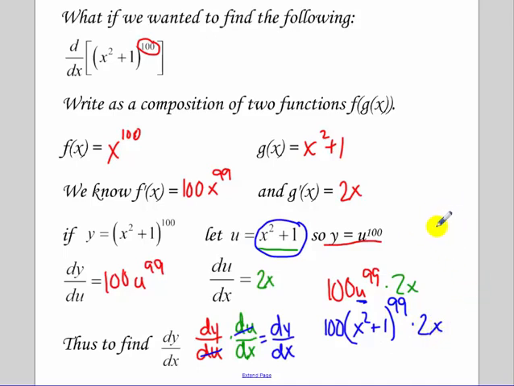So think about what this is. Let's look at this. This first part here is the derivative of the outside function, leaving the inside piece, the inside function, just as is. And then this 2x, well, that is the derivative of this inside function. So there's a shorter way, our chain rule.